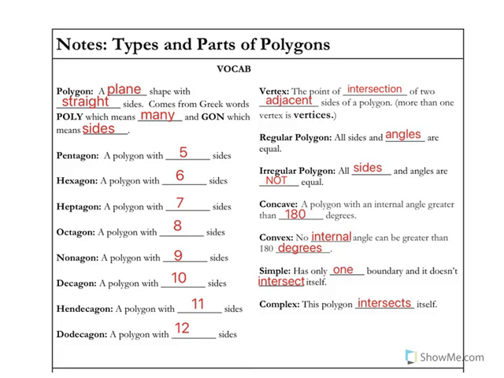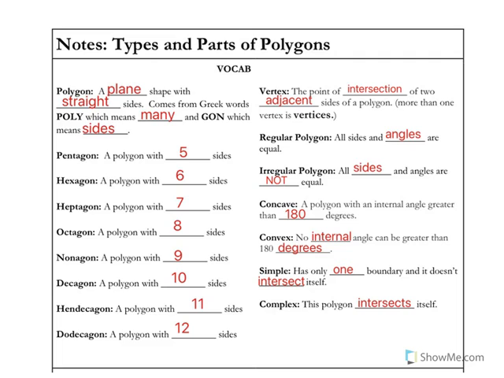All right, so a polygon, first let's start with that, is a plane shape with straight sides. So one of the criteria for a polygon is that the sides are straight. It comes from the Greek words poly, which means many, and gon, which means sides. As you can see, there's a list of all the sides and what they would be named. And then let's look at a few other vocabulary words.